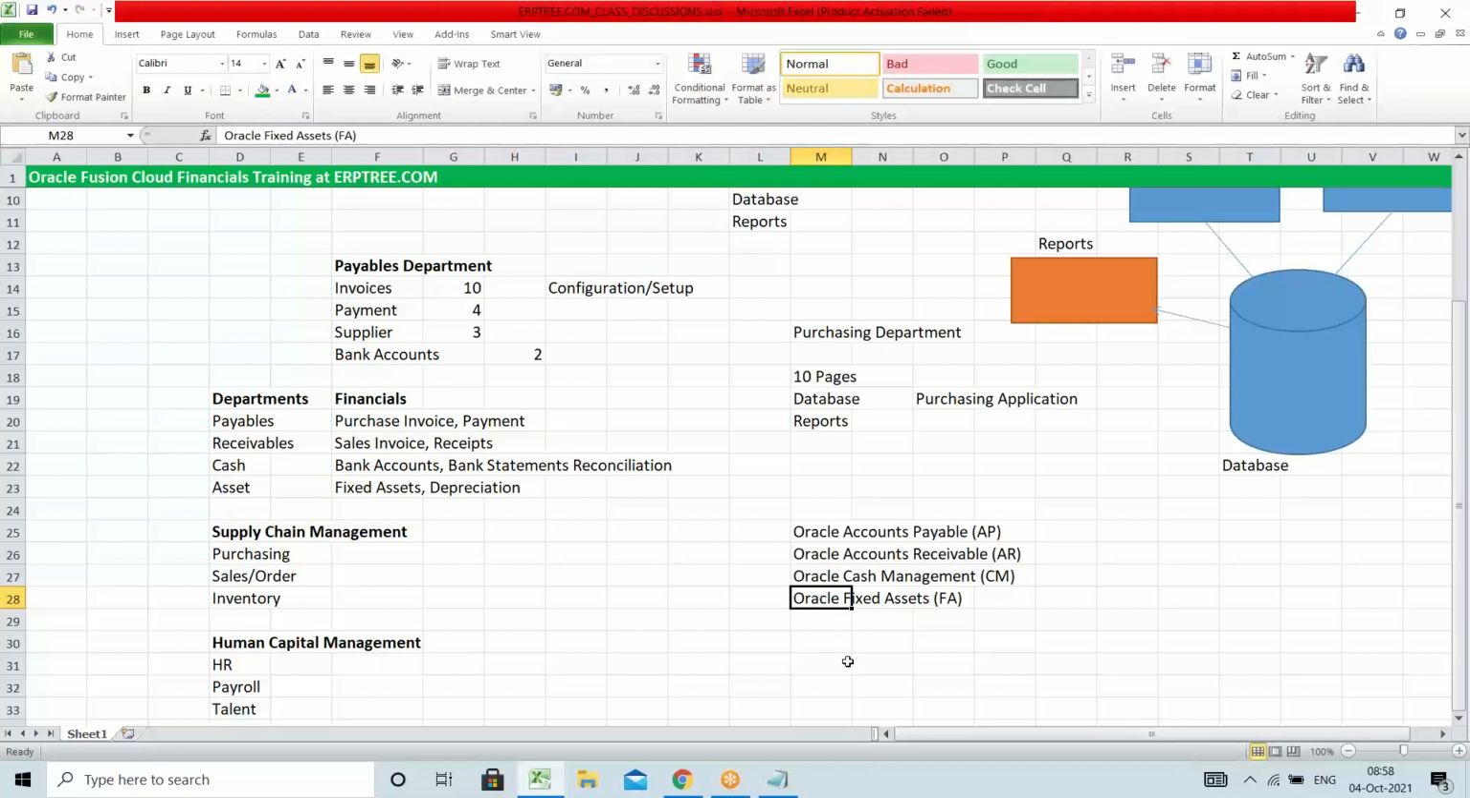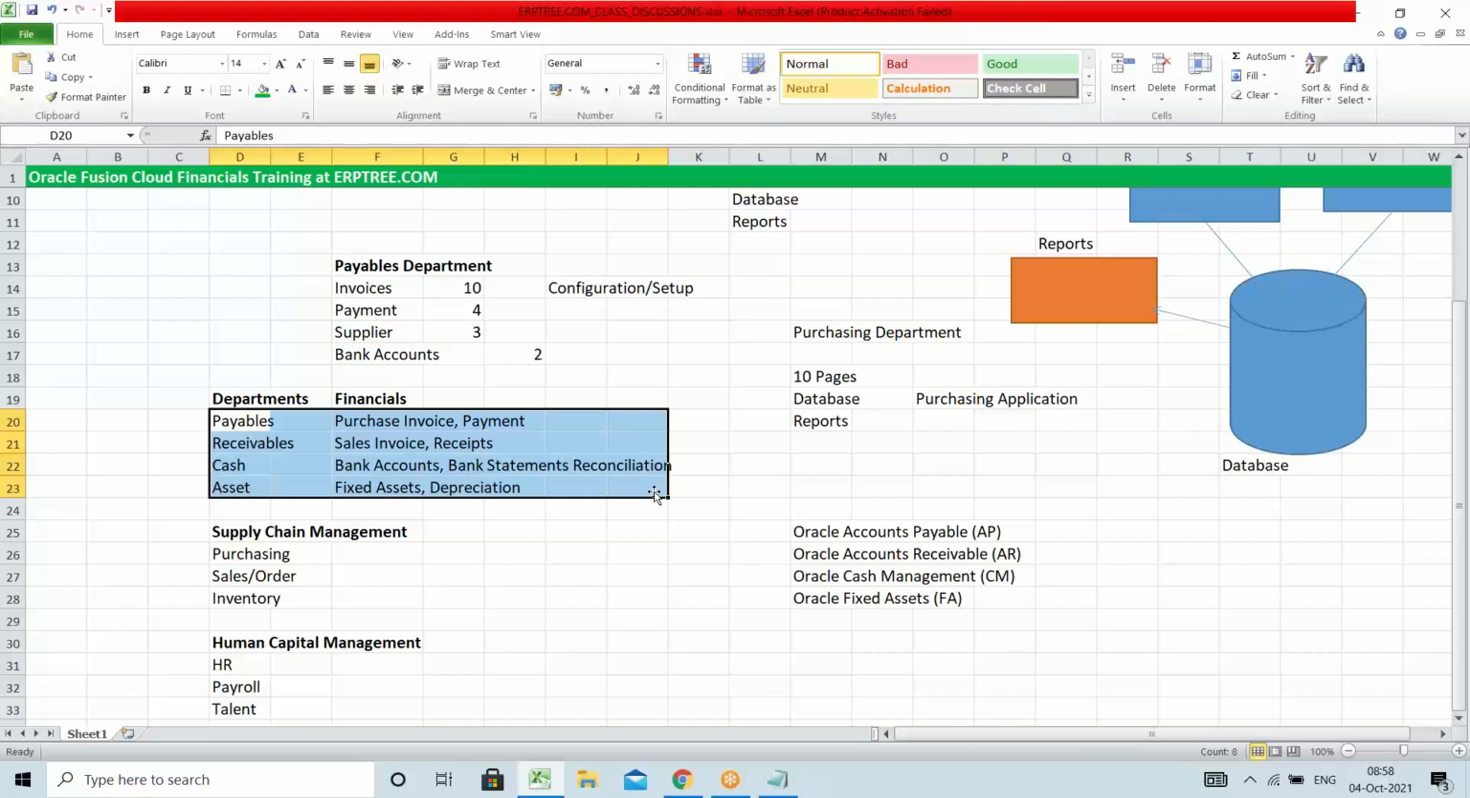Oracle is providing the product called Oracle Fixed Assets. This is how, for each department, Oracle is providing different applications. Along with these applications, these departments are doing different activities. At the end of the day, or every week or every month, I want to generate the reports.